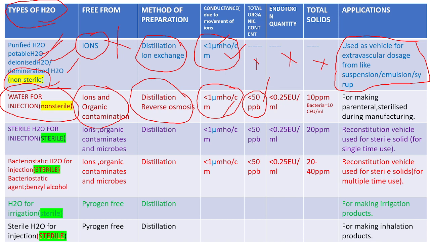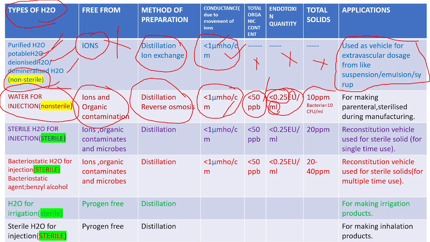Less than 50 parts per billion. Next one is endotoxin units, EU, nothing but endotoxin units per ml. Per ml, how many endotoxins can be allowed? Less than 0.25 endotoxin units per ml should be allowed. If it is more than that, then this cannot be considered as water for injection.